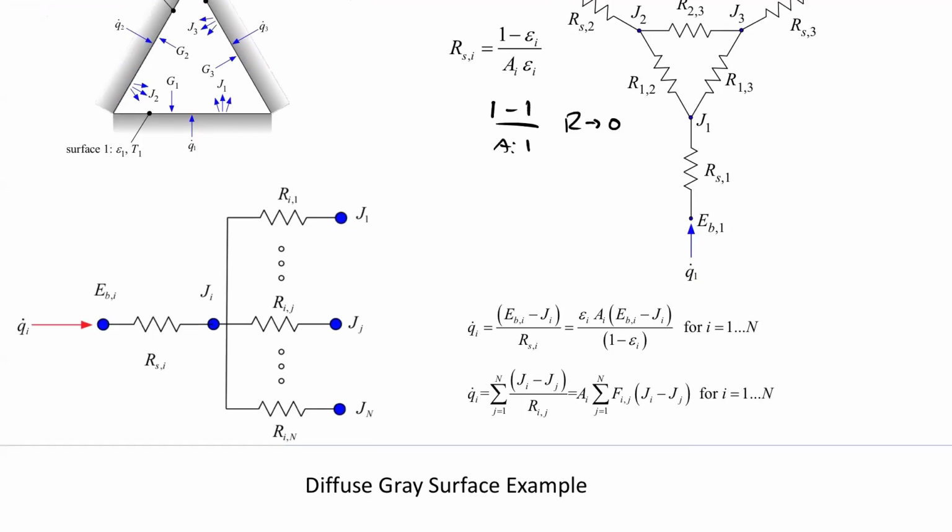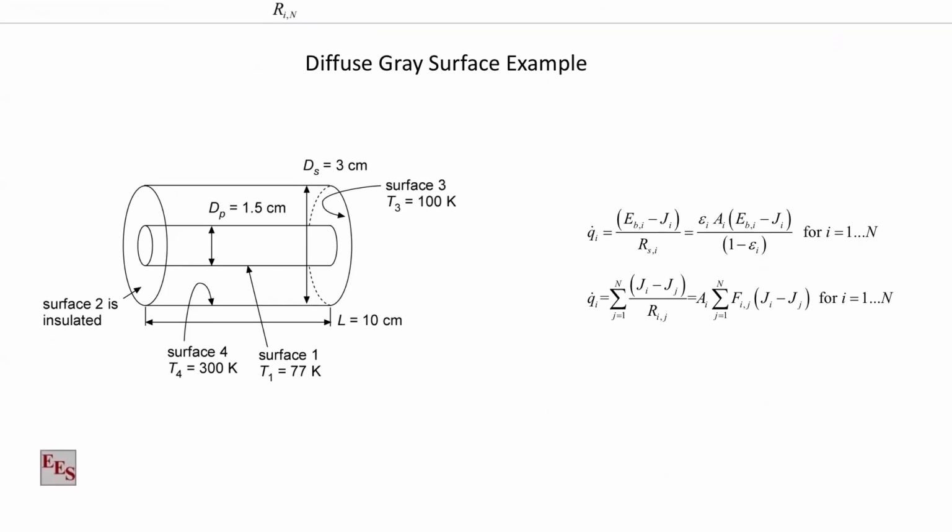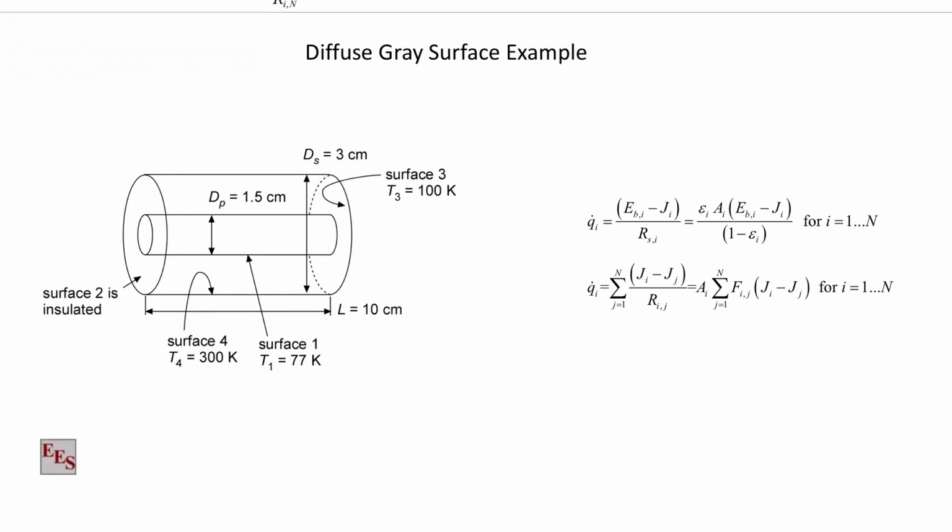Okay, so let's move on to an example here. We have an example for diffuse gray surfaces. Let's revisit this same system that we had before. This is like a pipe that's containing liquid nitrogen. There's an evacuated region in here. We're trying to keep this thing cold, so we have this radiation shield here. And then we're specifying some things about the surfaces.